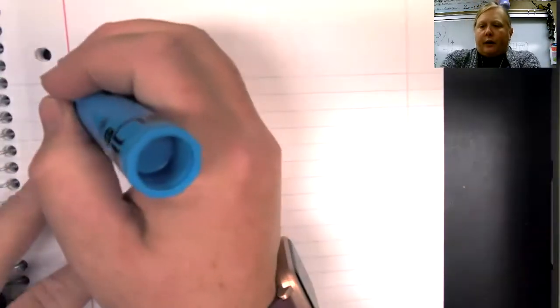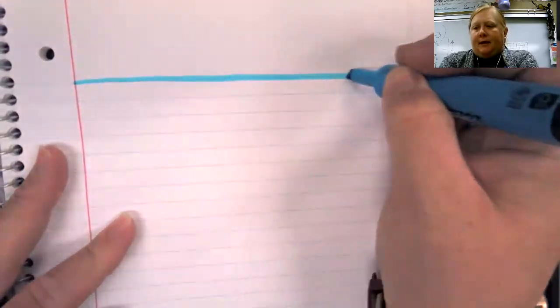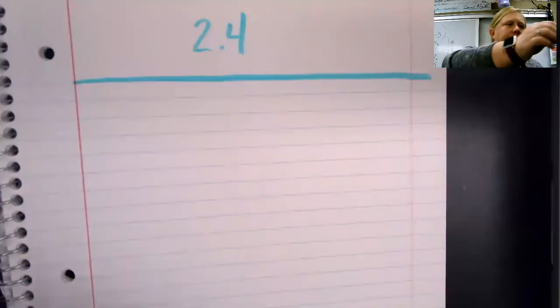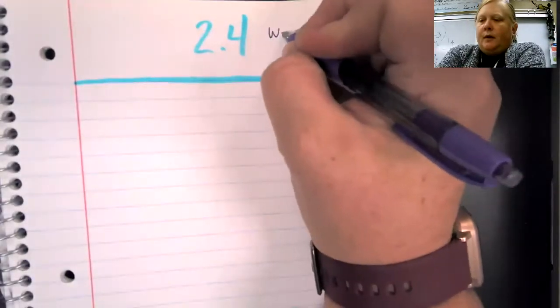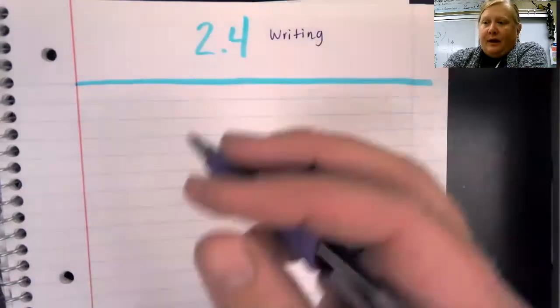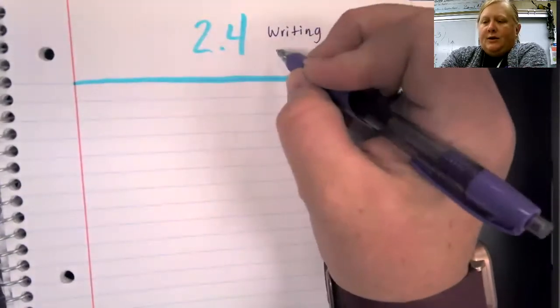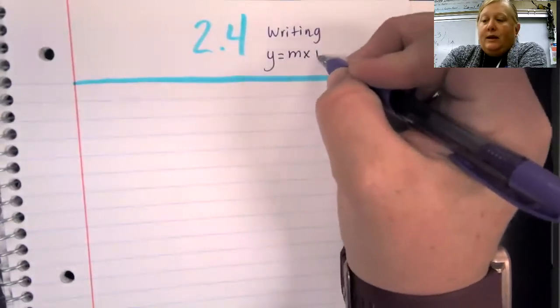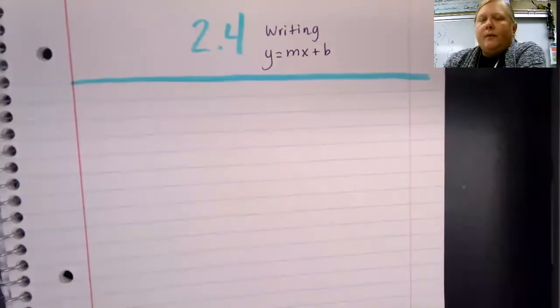Working on our final section here, okay? And this is 2.4, which is writing equations. I like to do this section because writing equations fits right into graphing them. So if we can write equations using y is equal to mx plus b, which we already know, it's going to be pretty easy, okay?